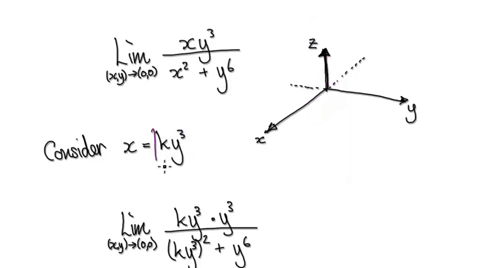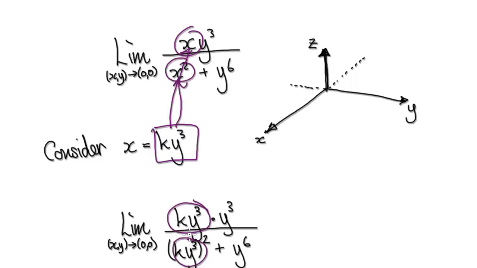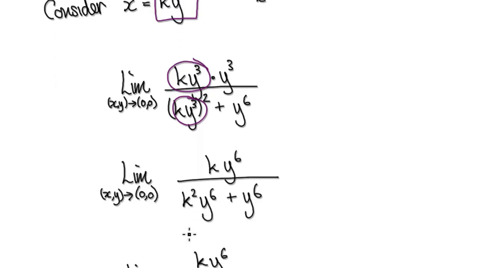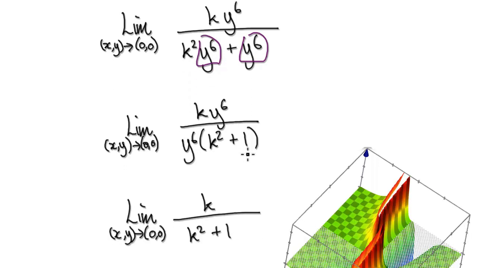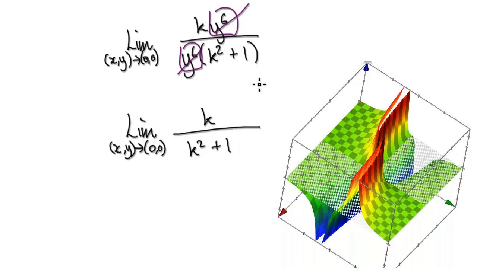So let's put this into here. So that will then give us this. Put this into here. That will then give us this. Tidy this thing up. It will then give you this thing. And then y to the power of 6, y to the power of 6. Factor out y to the power of 6. That will then give us this thing here. And then y to the power of 6 will cancel out with this y to the power of 6. That will then give us this thing here.